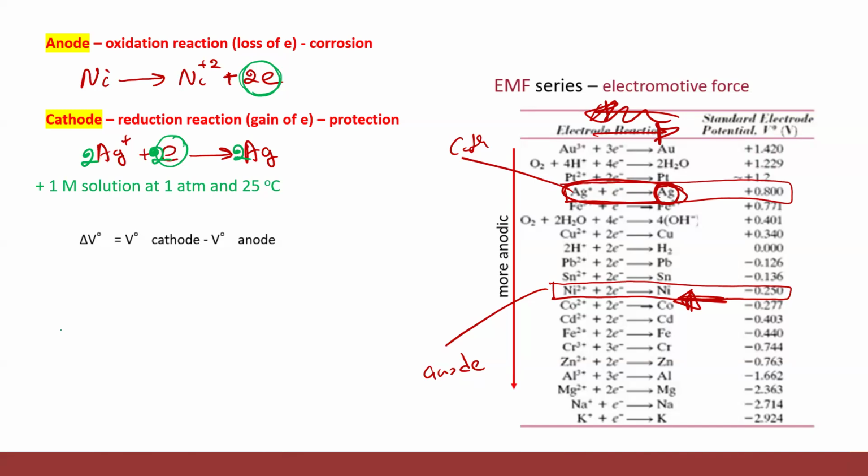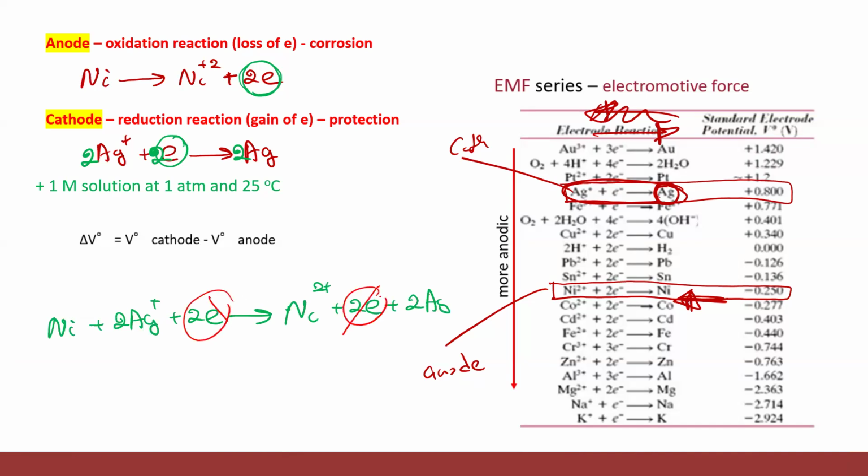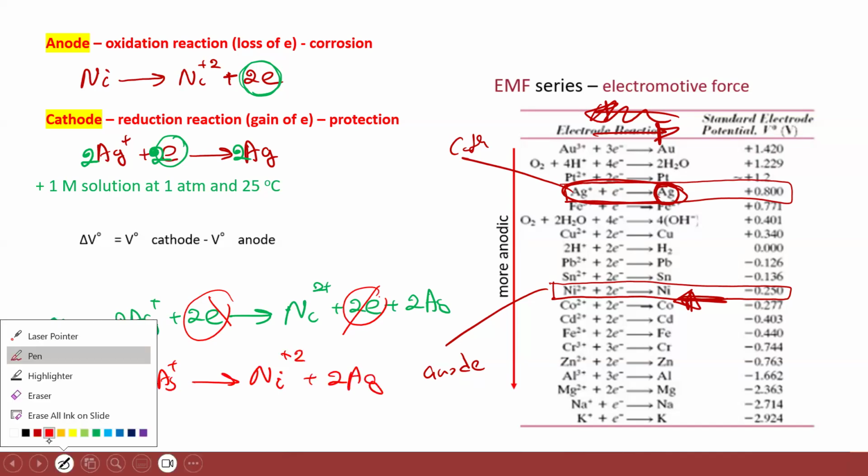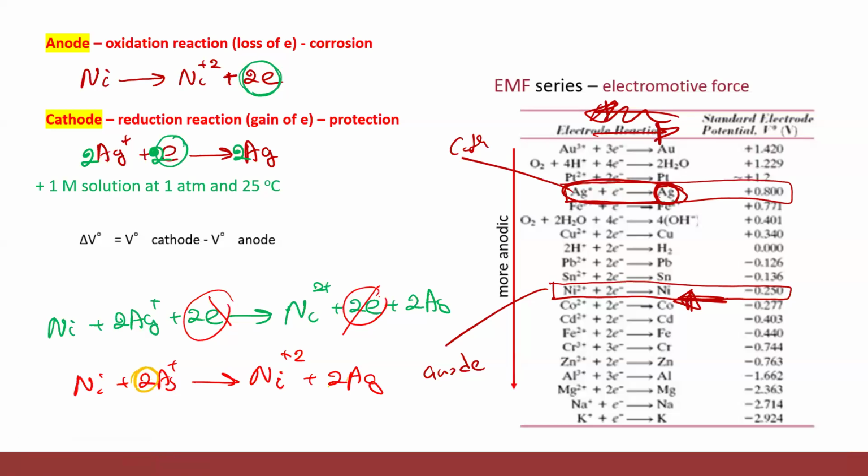Now you add them. When you add them, nickel plus 2Ag+ plus 2 electrons equals Ni2+ plus 2 electrons plus 2Ag. So your 2 electrons will cancel out from both sides. That's how we got Ni plus 2Ag+ equals Ni2+ plus 2Ag, and that's how we got this balancing, the 2 in front of some species. Does that make sense? Are we good? Any question?